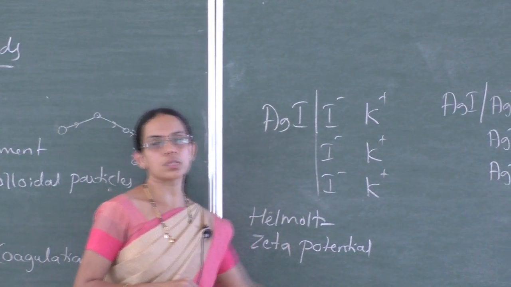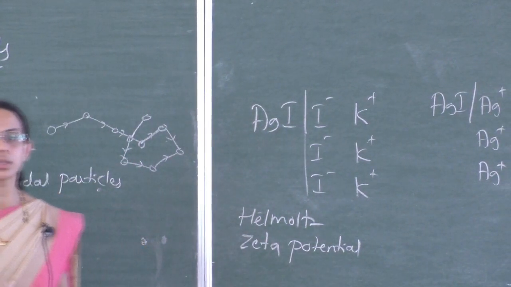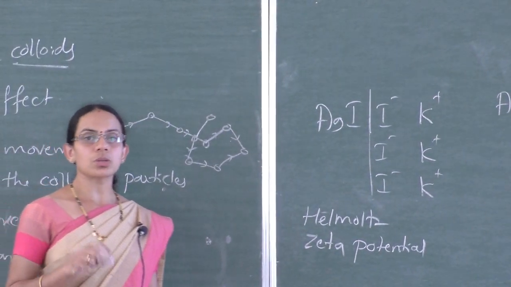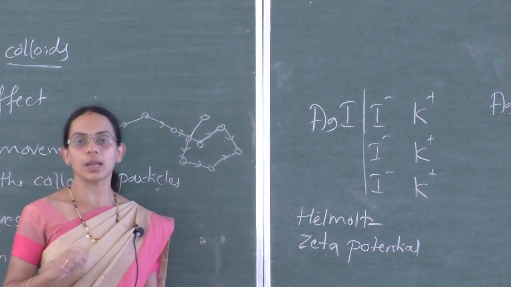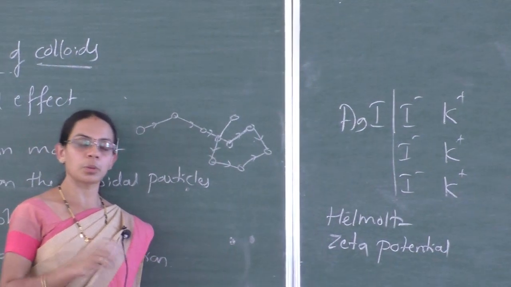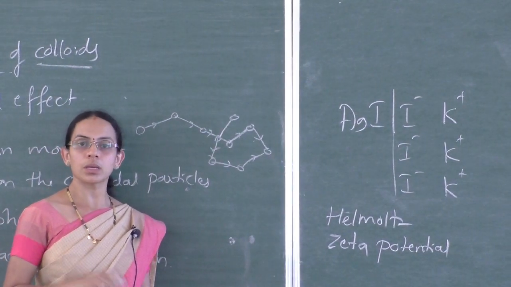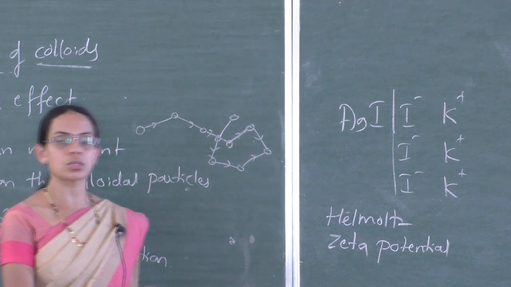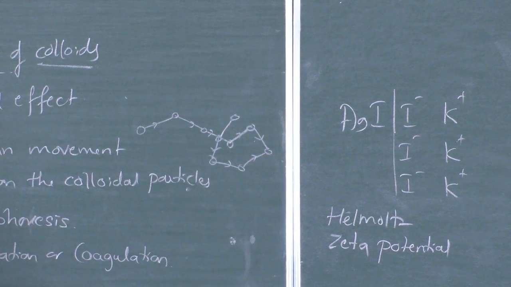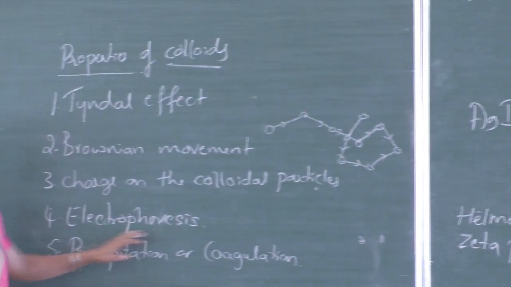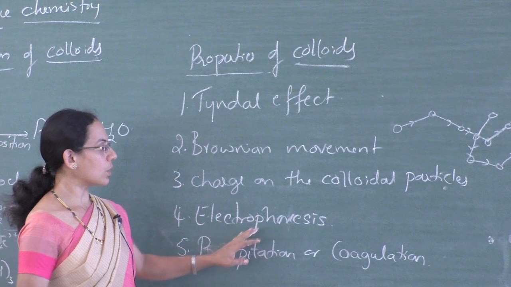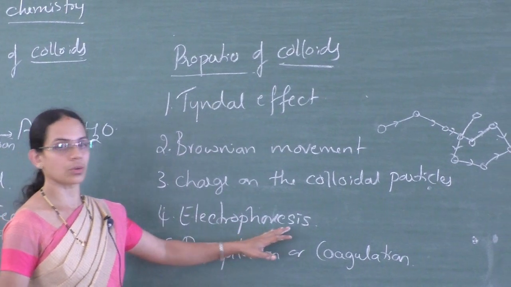So this is about the charge on the colloidal particles. The charge on the colloidal particles is mainly because of the adsorption of ions present in the electrolyte. By the preferential adsorption of ions present in the electrolyte, it may be a positive ion or negative ion. Depending on that, it is considered as a positively charged sol or negatively charged sol. And the charge on the colloidal particle is further confirmed by the experiment called electrophoresis.